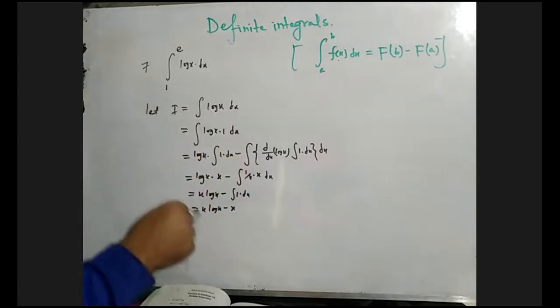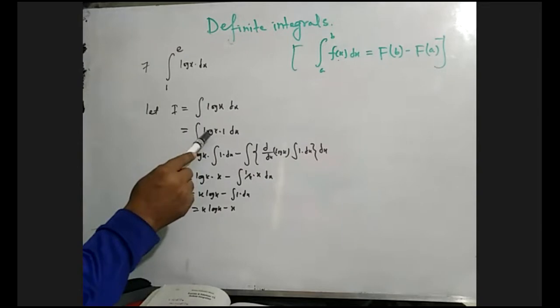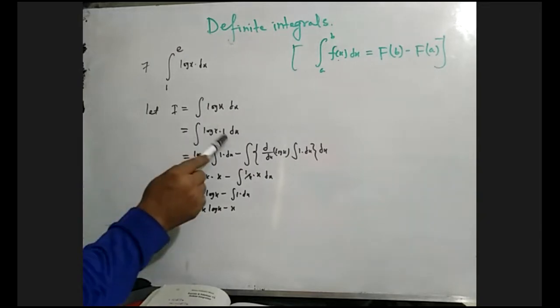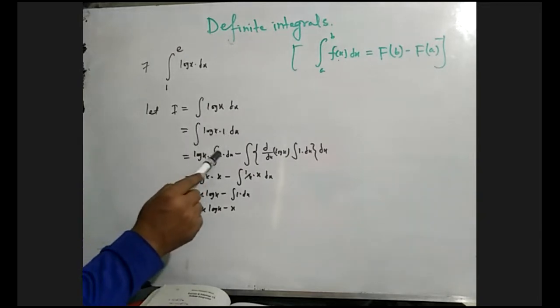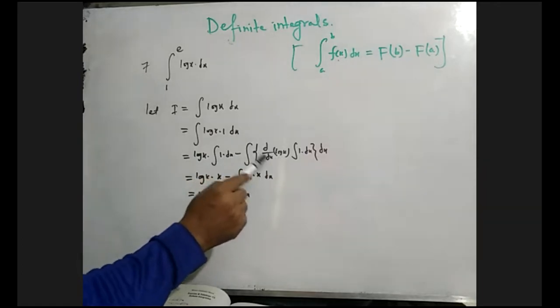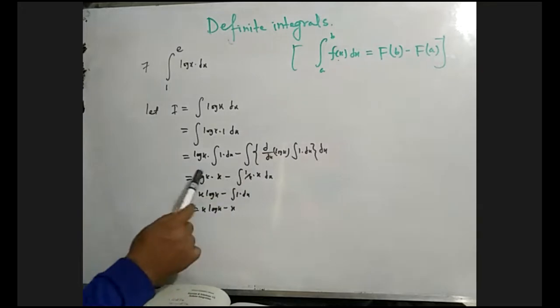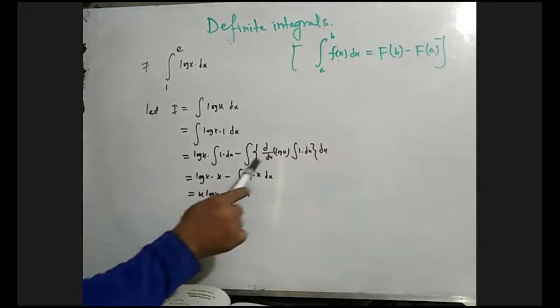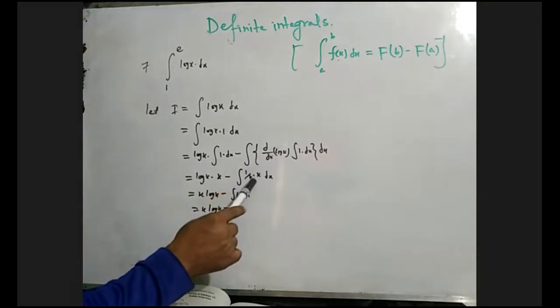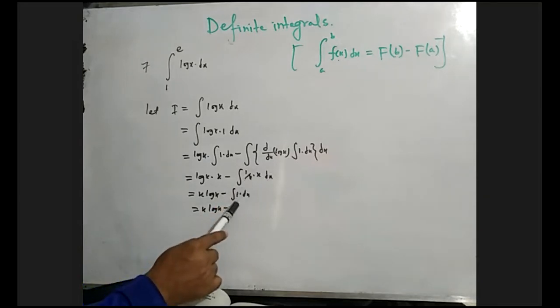This is the indefinite integral part. So log x is u and 1 is v. So using the UV rule, u into integration of v minus the integration of differentiation of u into integration of v. So log x, 1 integration what? x, and log x differentiation what? 1 by x. 1 by x times x cancelled, so only 1. So 1 integration what? x.